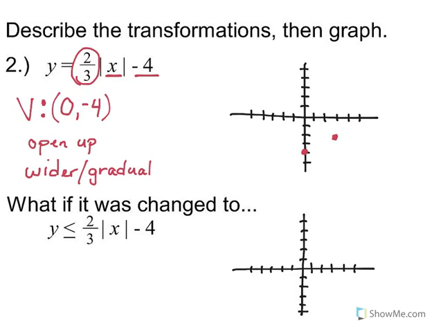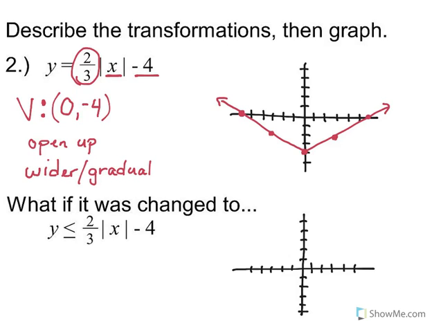Up 2/3 will be right about here. And then I can do the same thing in the opposite direction. Up 2, backwards 3. Okay, so there's our absolute value graph. Draw in those 2 lines. Make sure they meet at a nice sharp point.